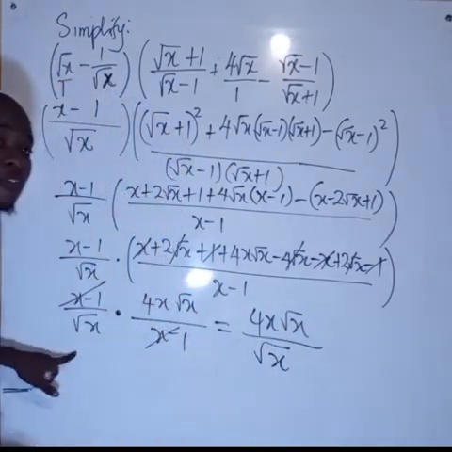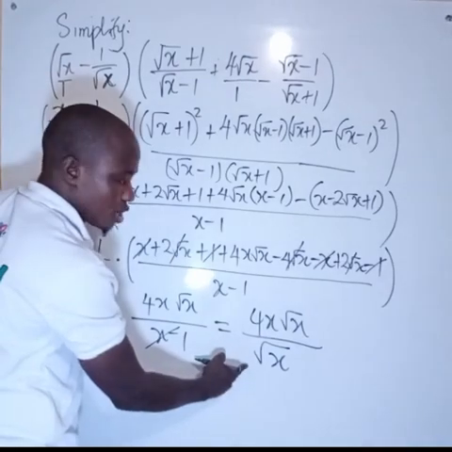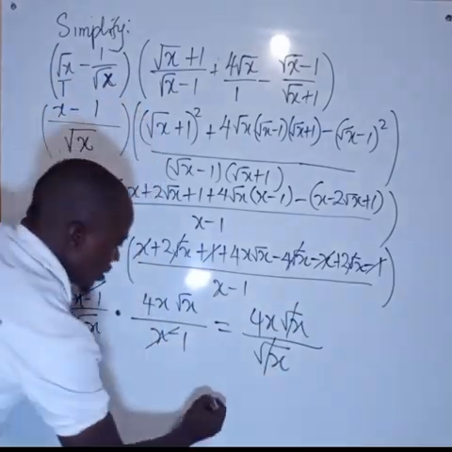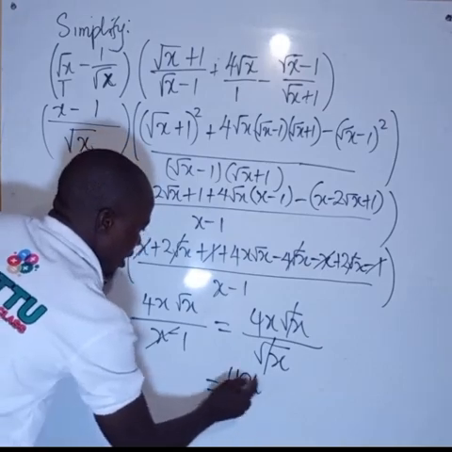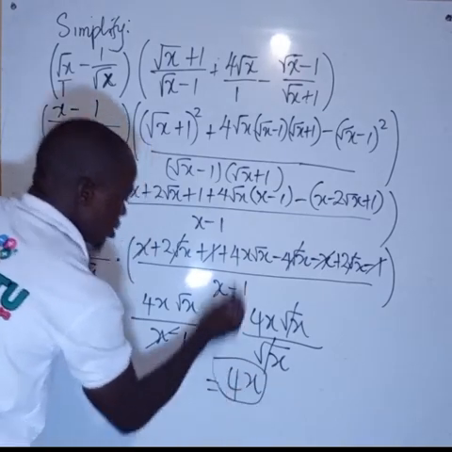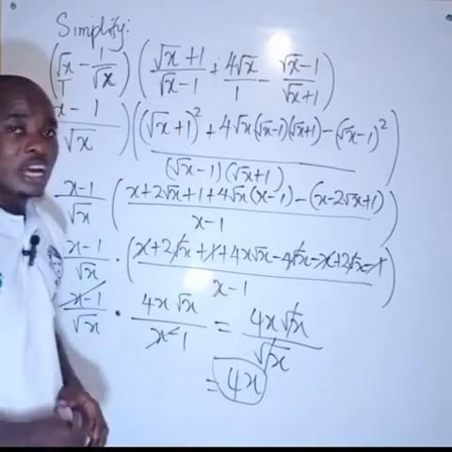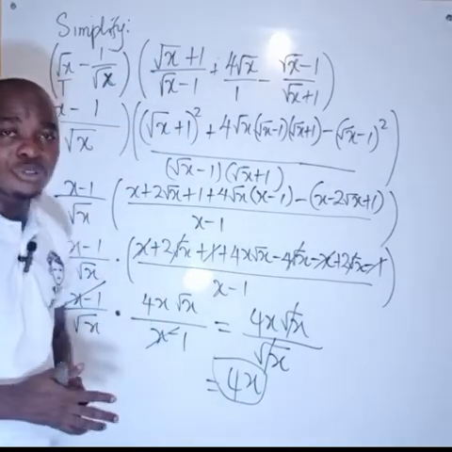root x. So now from here, from both numerator and denominator, we can see that we have something common. Root x, we cancel root x here. So everything is going to be 4x. So we have this reduced as 4x. And that is the solution to the problem.